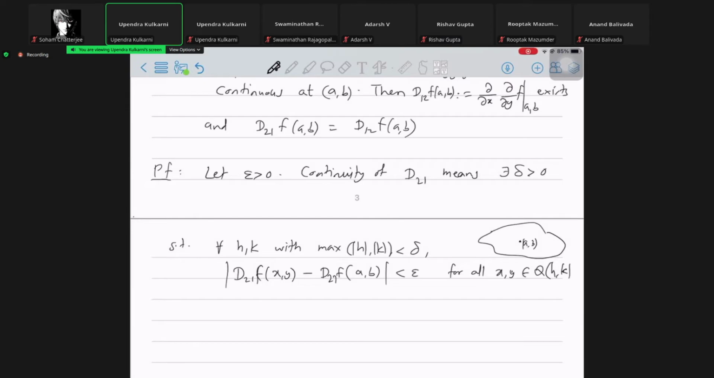What I'm saying is that given any epsilon, I can find a ball around this point such that for every point within that ball, the value of the function D21 does not deviate by more than epsilon. But instead of taking a ball in the Euclidean space, I might as well take a rectangle, because inside any ball I can fix a rectangle. Okay, so any questions on this? This is really just writing down the meaning of continuity, nothing else.